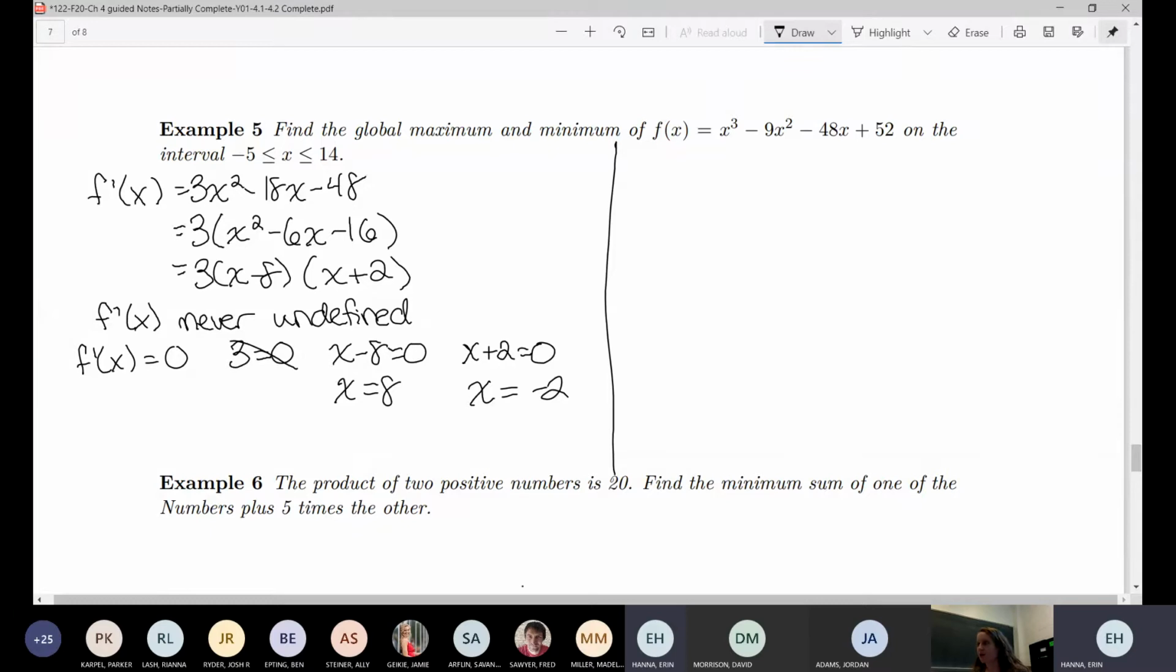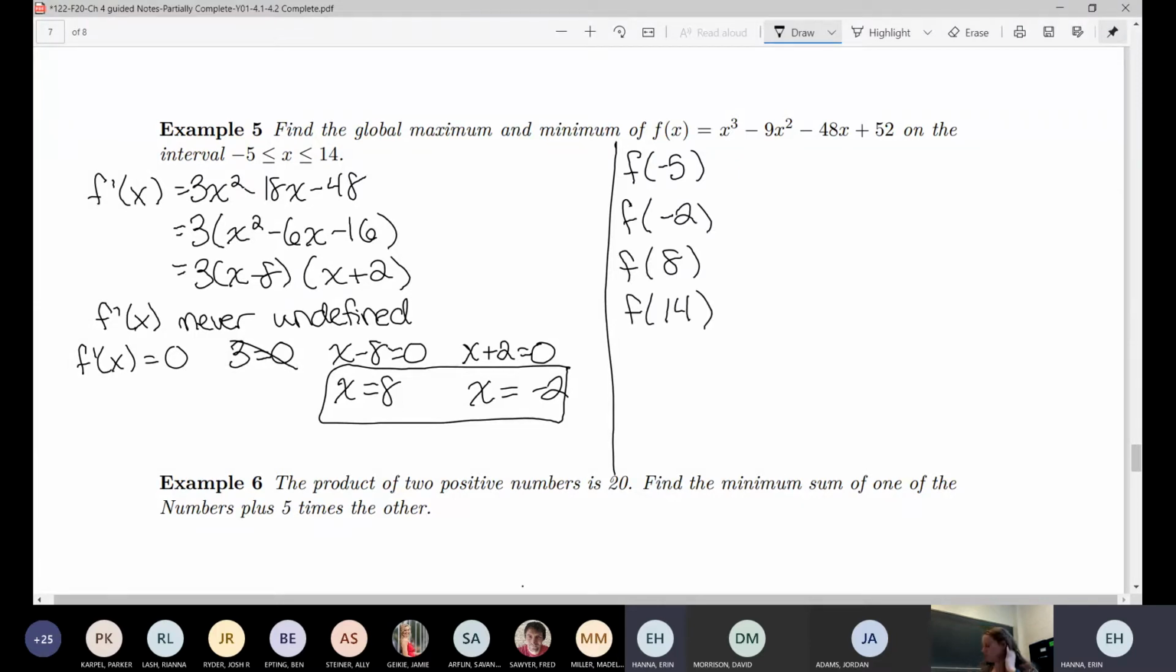So now that we have the critical points, we're on a closed interval. Since we're on a closed interval, what we're going to do now is take those critical points and our endpoints. We're given an interval of -5 to 14, so we also need to consider -5 and 14. We're going to plug all of those numbers into the original function because we need to look at their y values. So I need to find f of -5, f of -2, f of 8, and f of 14.